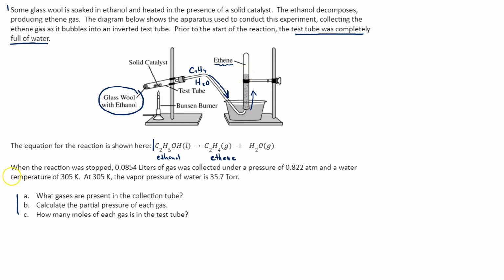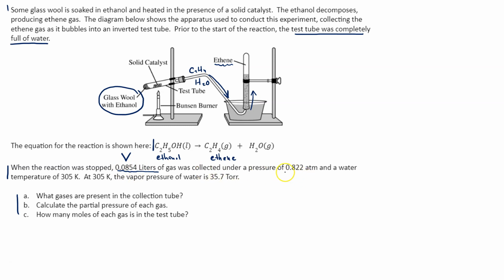So now I'm going to jump down and read this other little introductory paragraph. It says, when the reaction was stopped, 0.0854 liters of gas was collected. So that's an important number that I may have to use. I'm going to underline it, and when it comes to quantitative data like this, I usually label the symbol that you would use to represent that in an equation. Liters, of course, is volume, so that's going to be a V. Sometimes that can help you spot what you might need to do with that number later on.